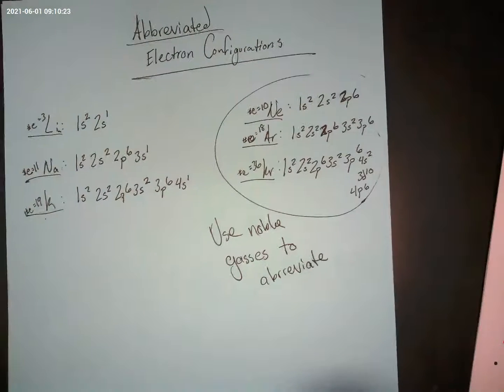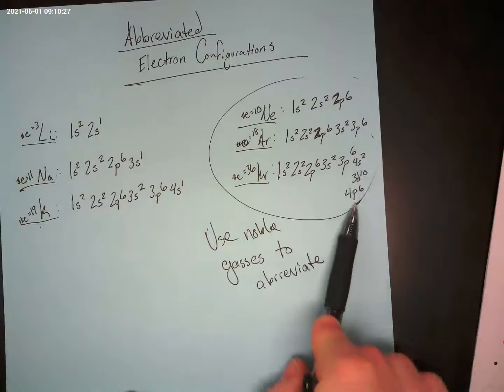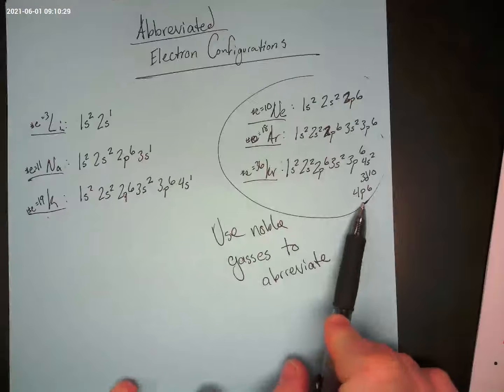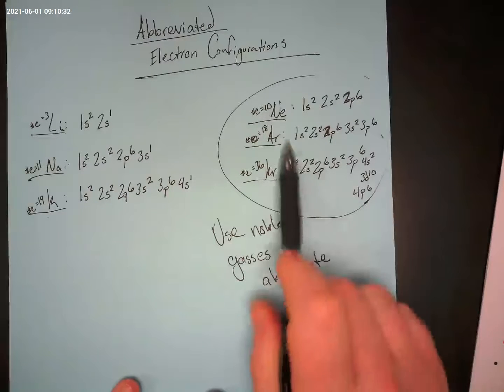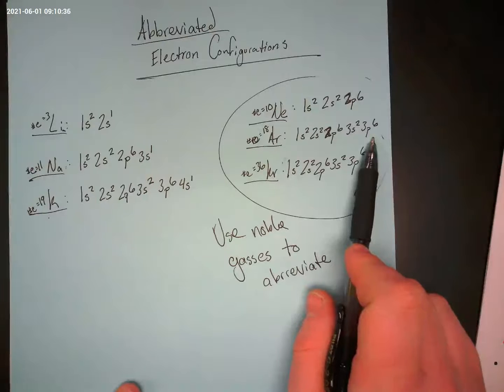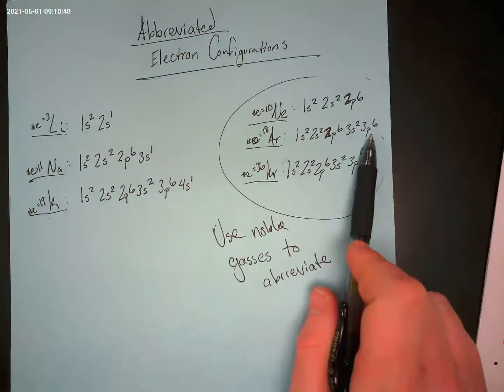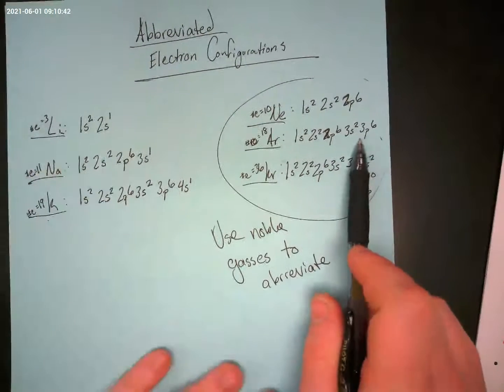Now, how are we going to do that? Well, look at it this way. Krypton, if you notice, is going to have everything filled up to the 4th p level. Argon is going to have everything up to the 3rd p level filled. Xenon is going to have everything to the 5th p level filled. Radon is going to have everything to the 6th p level filled.